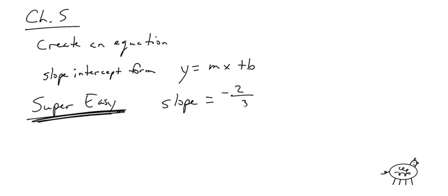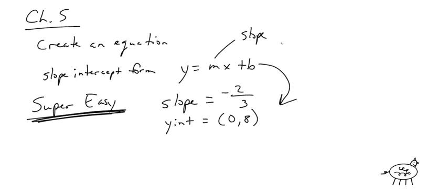is negative 2/3, and I give you the y-intercept is equal to (0, 8). Okay, the question is, I want you to give me an equation in slope-intercept form. This is so easy. I could not give you an easier problem. So what you're going to do is write your m is your slope, and b is the y-intercept. Of course, it's just a number, so in this case, b is 8. So literally your answer is y equals negative 2/3 x plus 8. Okay? It's so easy.